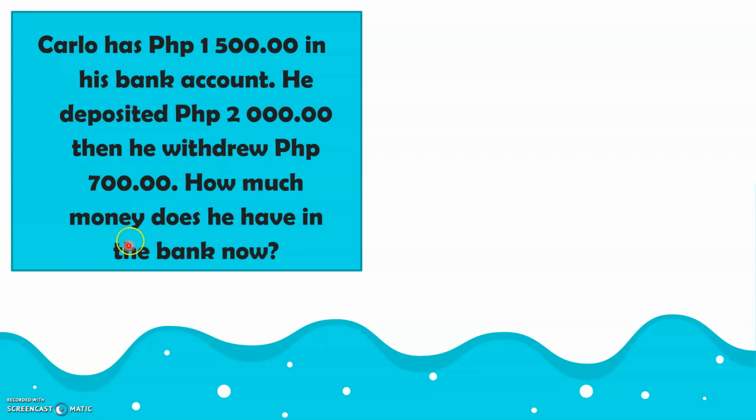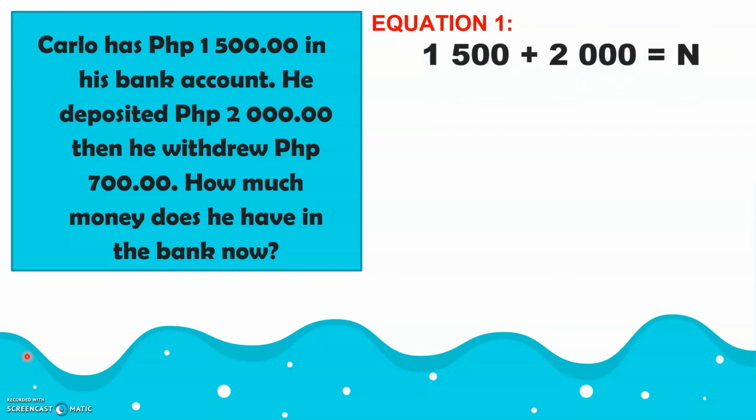Now, to solve this problem, we will use the ESA method and we will start from the equation. So, based on the given question and facts, we will have two equations. So, let's have the first equation. What will be the equation that we'll have? Very good. It will be 1,500 plus 2,000 is equal to n. Then after equation, next will be solution. It means we will solve now the equation that we have.